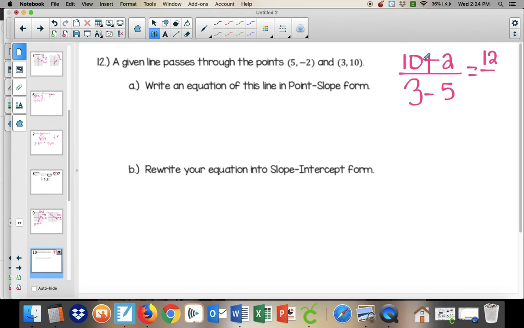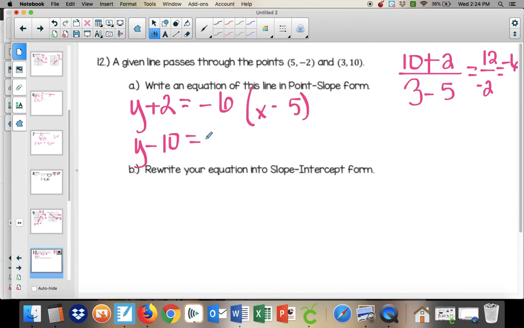There you go. So 10 plus 2 over 3 minus 5. So again, the y's on top, the x is on the bottom. So 12 over negative 2 is negative 6. Now I can have my point slope be either y plus 2 is negative 6 times x minus 5, or, if you chose the other one, y minus 10 is negative 6 times x minus 3. We get the same answer in the end. So I'm going to start with just using this one.